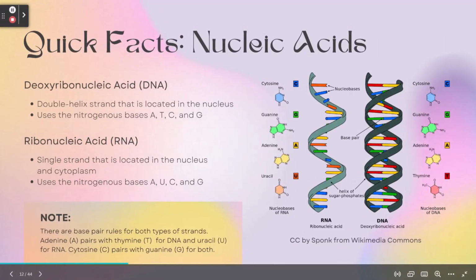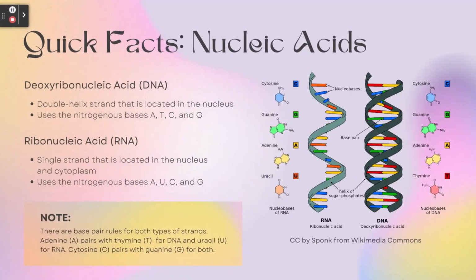For the last quick fact I have here, it is for nucleic acids. If we remember back at the overview, nucleic acids are made of nucleotides. Some examples of nucleic acids include DNA and RNA. DNA stands for deoxyribonucleic acid, while RNA stands for ribonucleic acid. DNA is a double helix strand that is located in the nucleus, and it uses the bases A, T, C, and G. RNA is a single strand that is located in the nucleus and cytoplasm, and it uses the bases A, U, C, and G.